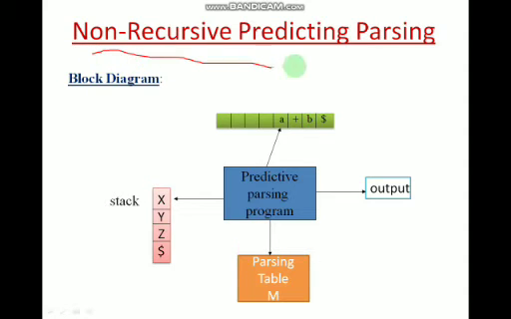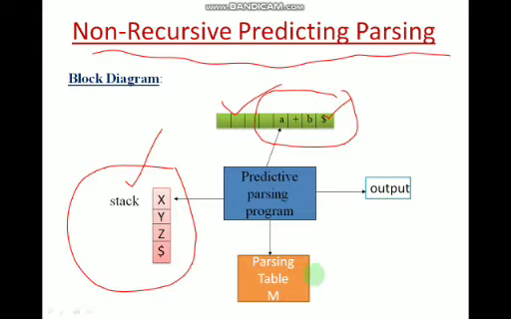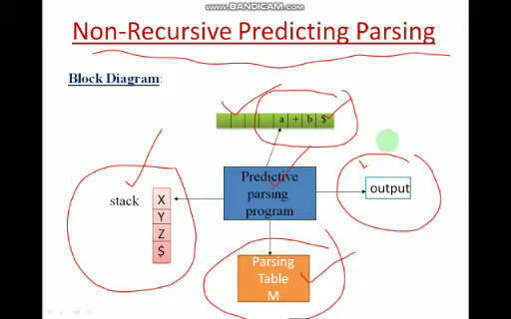So this is the block diagram for the non-recursive predictive parser. This is the input tape that is used to store the string to be parsed. This is the right hand marker of the input tape. This is the stack that is used to store grammar symbols during parsing. This is the two-dimensional parsing table that is used to make parsing decisions. This is your main parser program, and this is your output. In the output it provides you the production rules that are used to make successful parsing decisions.